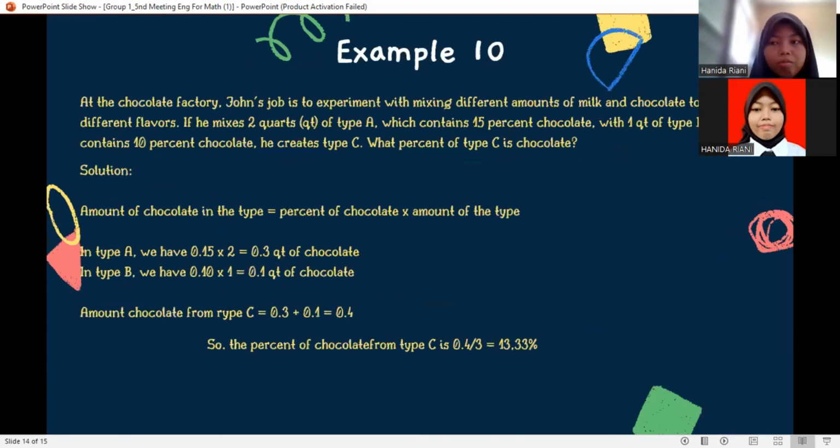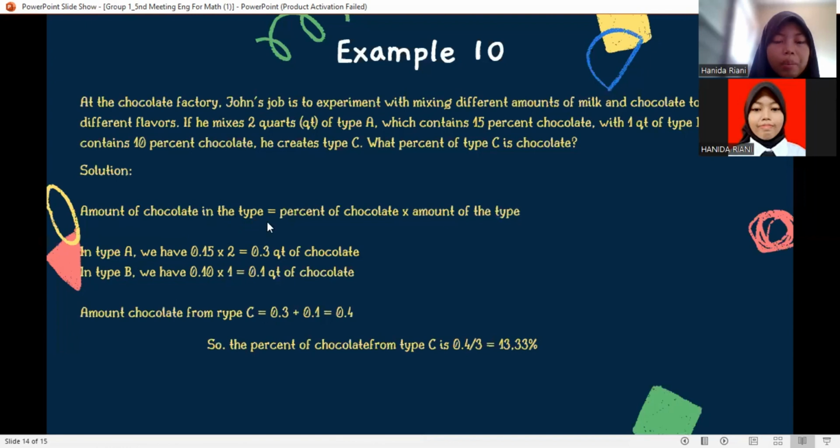Example 10. At the chocolate factory, John's job is to experiment with mixing different amounts of milk and chocolate to find different flavors. If he mixed 2 quarts of type A, which contains 15% chocolate, with 1 quart of type B, which contains 10% chocolate, he creates type C. What percent of type C is chocolate solution?